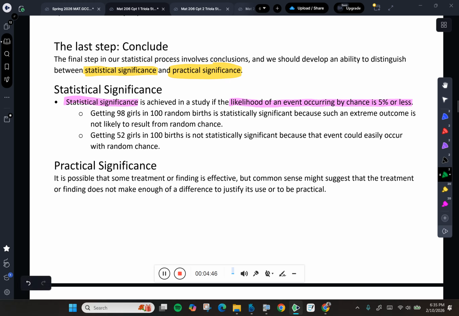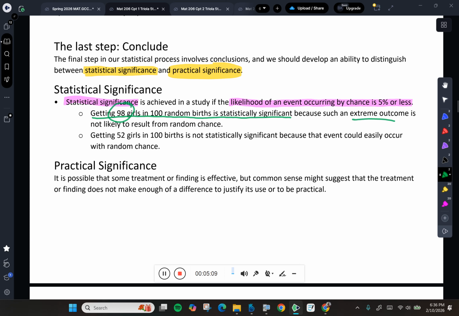For example, let's say that you were measuring births at a hospital and you got 98 girls born out of 100 births. We would say that that's statistically significant because the chance of getting 98 girls out of 100 births is extremely rare.